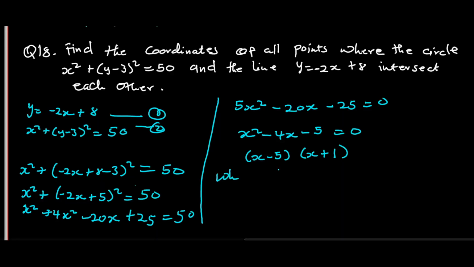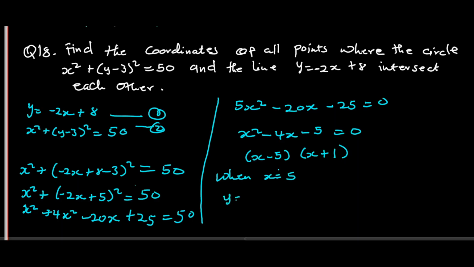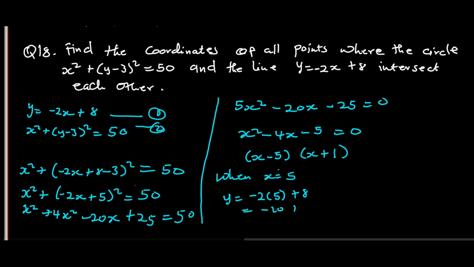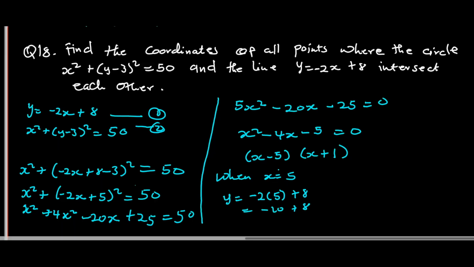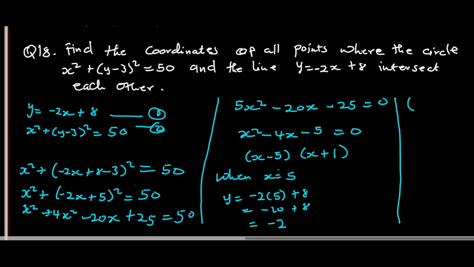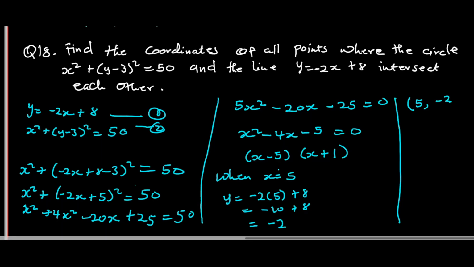So when x is equal to 5, we substitute into equation 1, and then we have y equal to -2(5) plus 8, and that will give us -10 plus 8, and that should give us -2. So we have a point, and the point will be (5, -2).